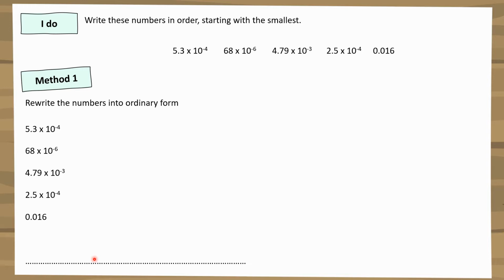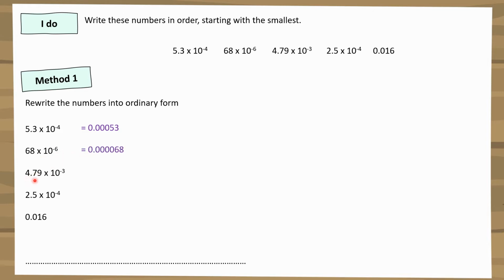So 5.3 times 10 to the power of minus 4 means I'm going to start with 5.3 and divide it by 10 4 times to give me this. Here, this number actually isn't in correct standard form notation, but it doesn't really matter. I'm just starting with 68 and I'm going to divide by 10 6 times to give me this.